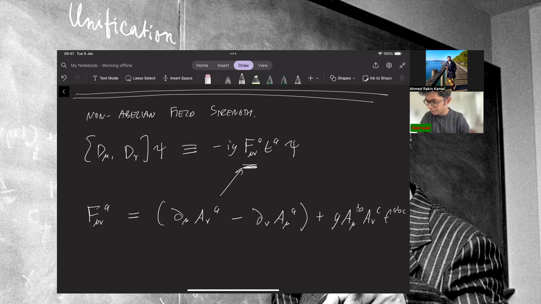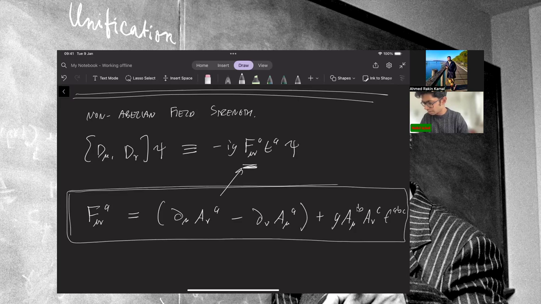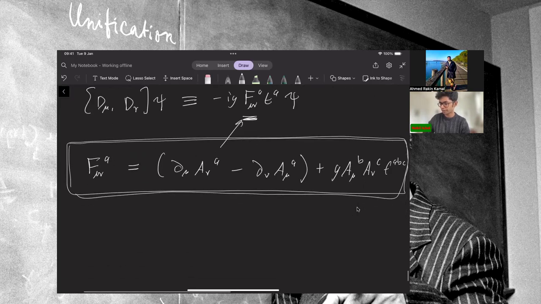So this is the non-abelian field strength. Let me just again tell everyone what is happening here. It is a tensor. It's an antisymmetric tensor. It has a mu and a nu index. It also has an A index, meaning that there are three components of this. A runs from 1, 2, 3 for SU(2).